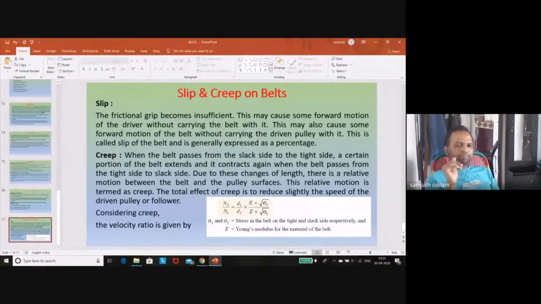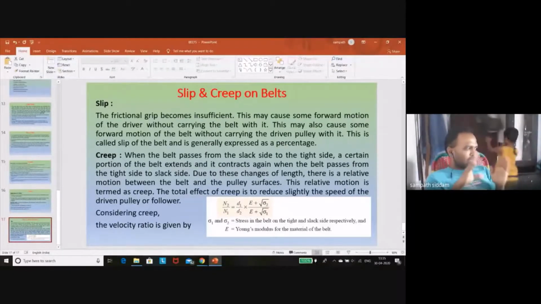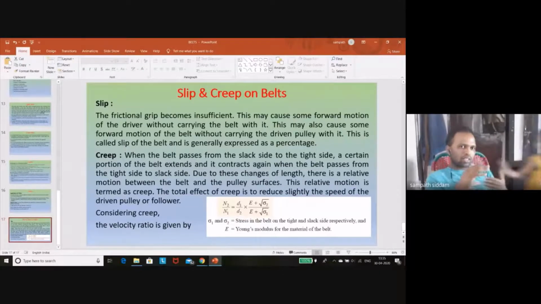Usually you will have a positive slip, because in most cases the contact is less and makes it slip. That's the case of the positive one. In very rare cases you'll have a negative one. And next you have creep.